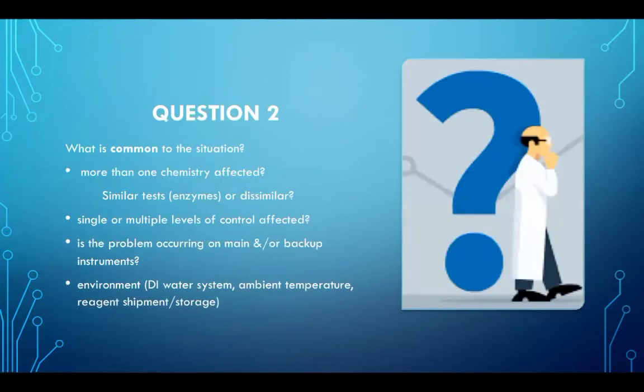Or if more than one chemistry is affected, what is common to the situation? Whether these are enzymes analyzed on the same filter, or one is an enzyme and another is an endpoint chemistry, or different enzymes or different endpoint chemistries. Whether it is affecting a single level of control or multiple levels of control. This is also very important.